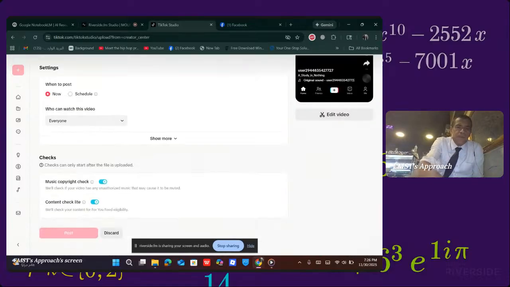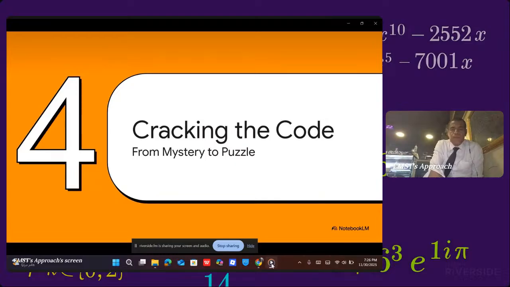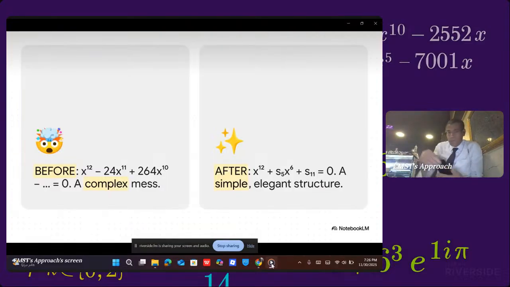Now it's time to step back and just appreciate how big of a transformation this really is. I mean, just look at this side-by-side comparison. On the one hand, you have the absolute beast of an equation we started with, and on the other, this beautiful, simple version we uncovered. It's the exact same equation, it's just that now its hidden structure has finally been revealed. The transformation is, well, it's just incredible.